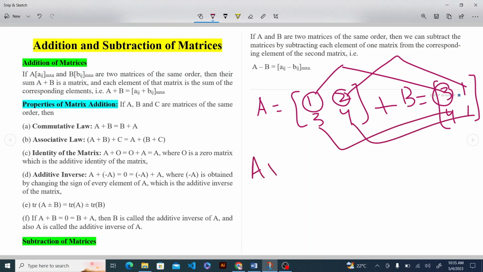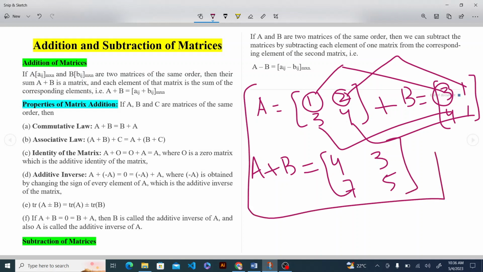So the answer of A plus B will be a matrix of order 2 by 2. Obviously the order will remain the same. 1 plus 3 is 4, 2 plus 1 is 3, 3 plus 4 is 7, and 4 plus 1 is 5. So this is the simplest way of adding two matrices. You can add more than two matrices as well, 3 or 4, but they should be of the same order.